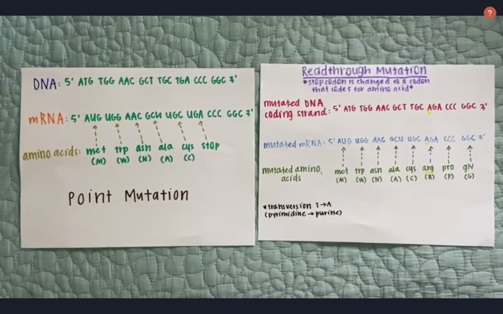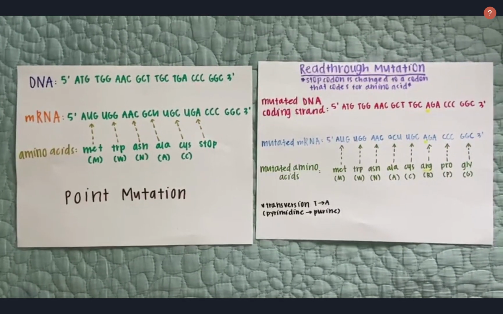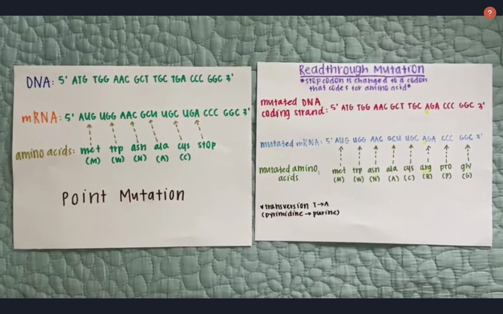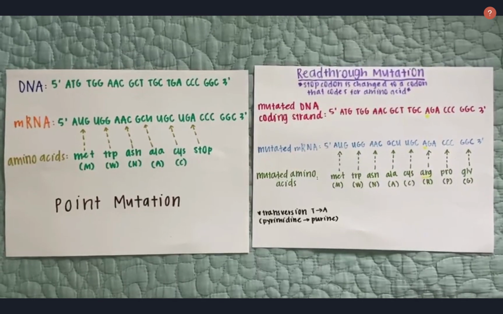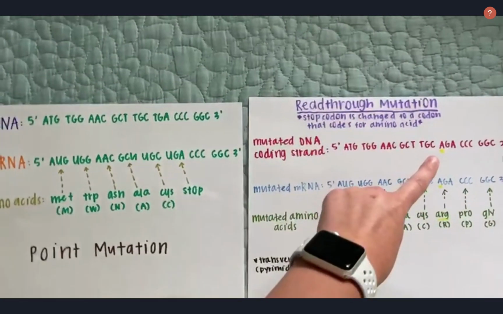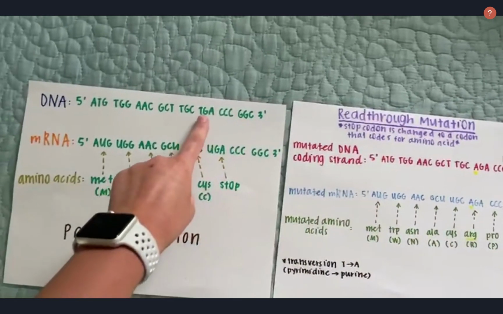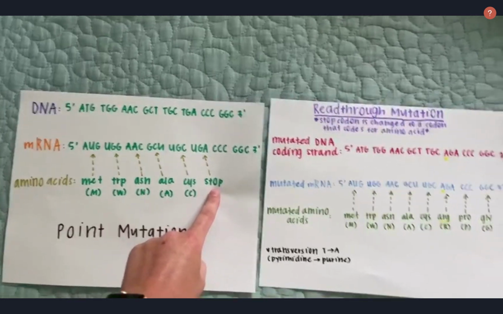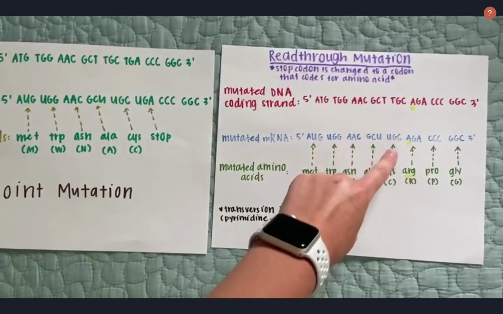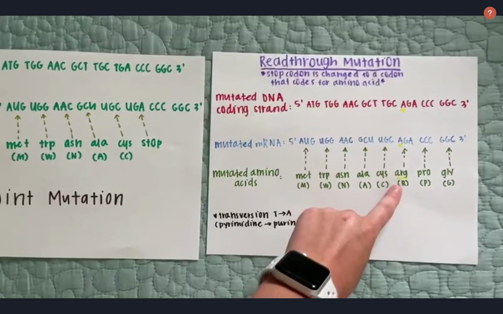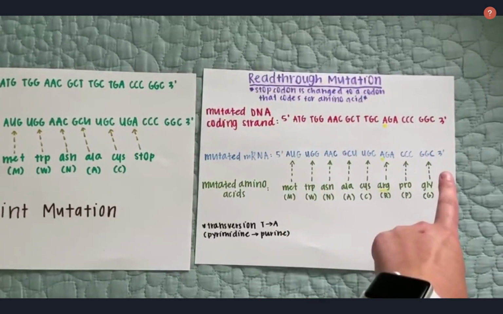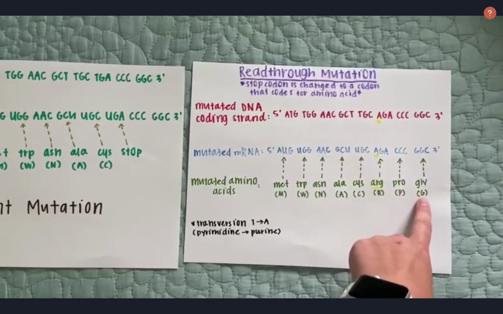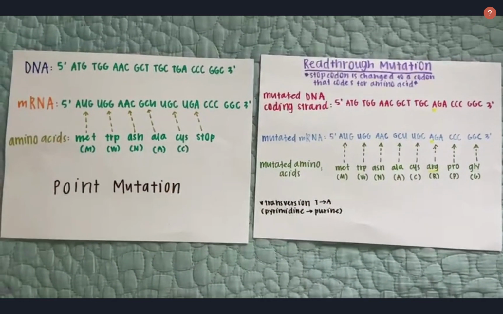The last point mutation is the readthrough mutation, and this is when a stop codon is changed to a codon that codes for an amino acid, so we will keep coding the mRNA. In the mutated DNA coding strand, we see that it is AGA, but in the original it is TGA, which codes for UGA. UGA is a stop codon. In the mutated, AGA translates to AGA, which codes for arginine, which is not a stop codon, so we will keep reading the mRNA. The next two amino acids are proline and glycine. This is a transversion from T to A, so it is a pyrimidine to a purine.